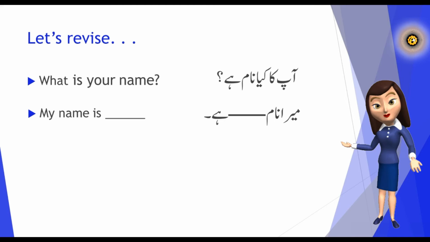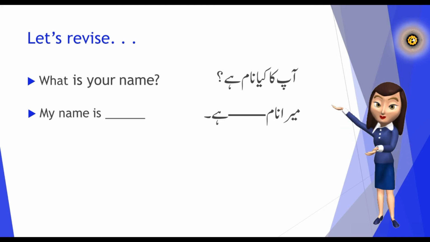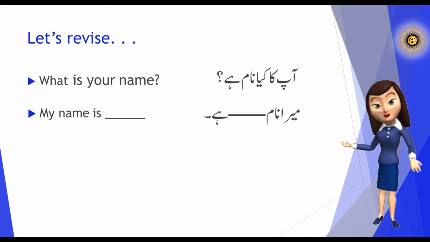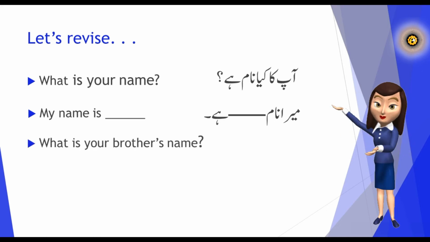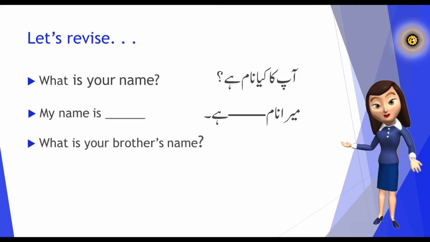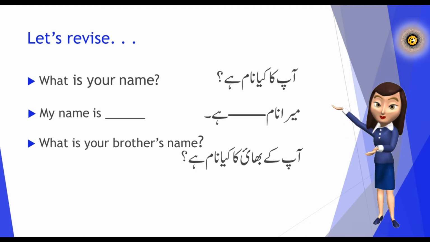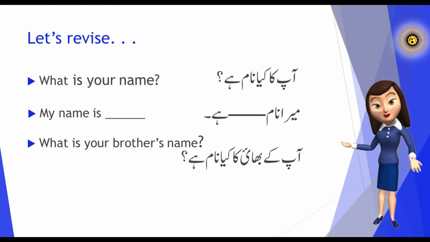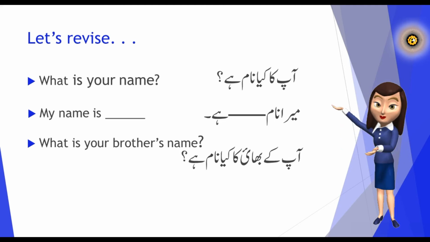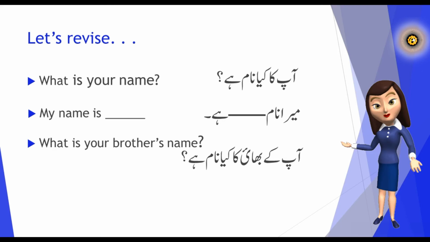What is your name? आपका क्या नाम है? My name is dash. मेरा नाम dash है. Then we say, what is your brother's name? And in Urdu it is, आपके भाई का क्या नाम है? What is your brother's name? आपके भाई का क्या नाम है?